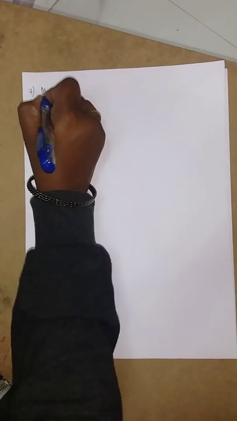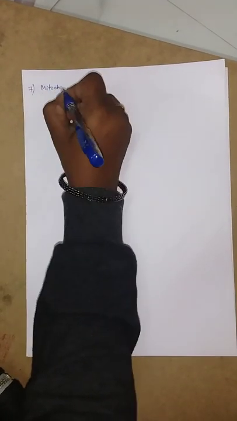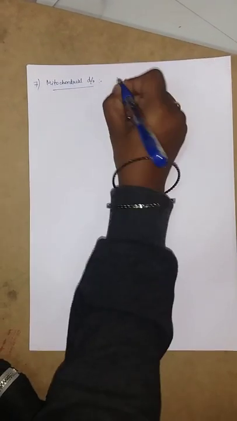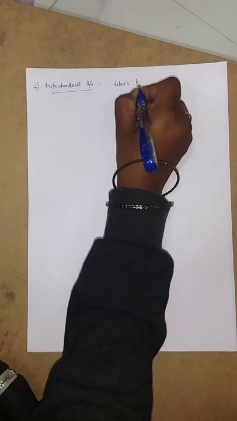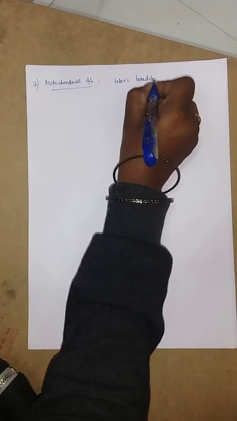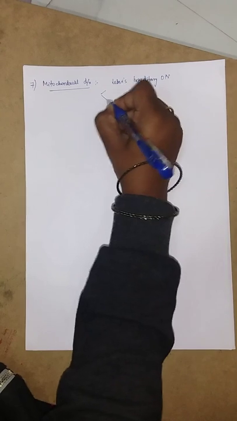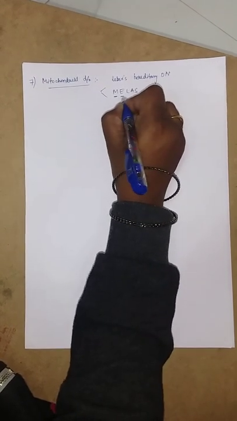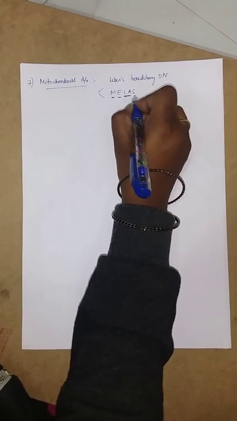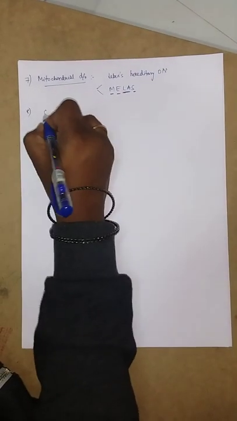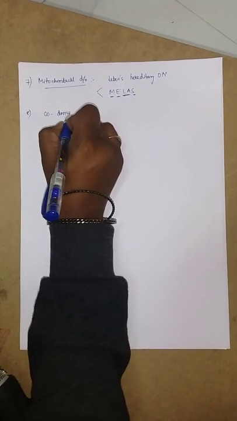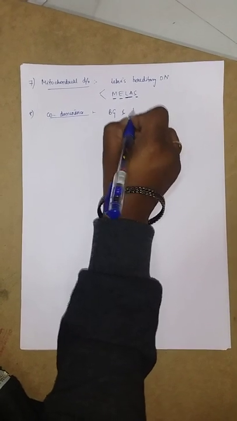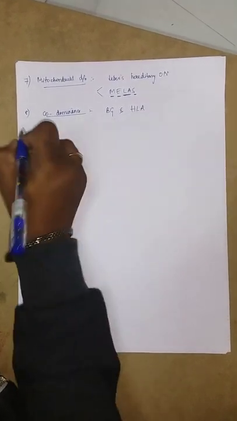Now, coming to mitochondrial disorders. The two classical examples of mitochondrial disorders are, one is Leber's hereditary optic neuropathy and the other is MELAS. MELAS stands for mitochondrial myopathy, encephalopathy, lactic acidosis and stroke. Next, coming to codominance. Blood groups and HLA are inherited via codominance.